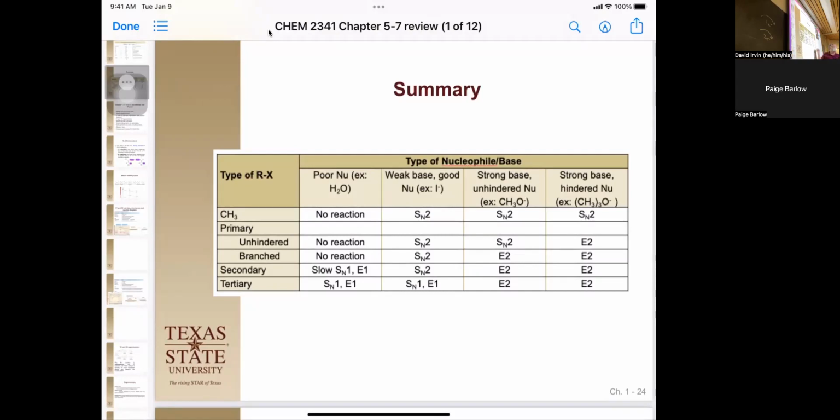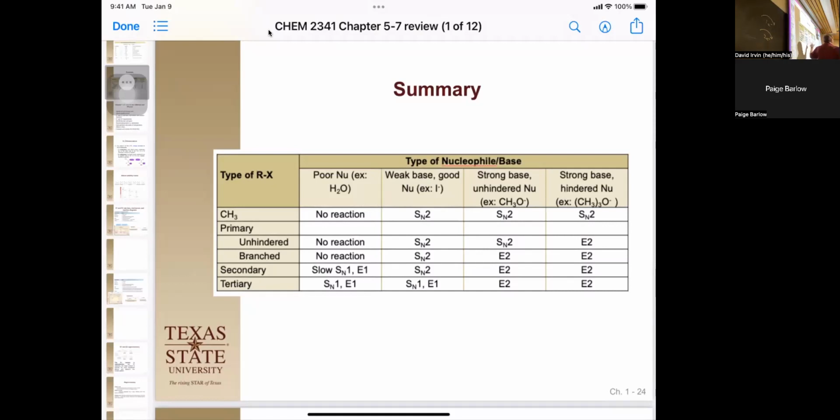Okay, but everything else has to do an E2. It can't act as a nucleophile. Can't get in there. It's too hindered. It's got to pull on a beta hydrogen. All of these do substitution reactions because they're good nucleophiles. They're weak bases, good nucleophiles.